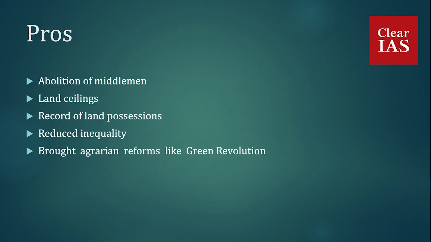Now, let us look into the pros of these land reforms. They resulted in abolition of middlemen like zamindars, provided land ceilings. They maintained record of land possessions, reduced inequality, and brought agrarian reforms like Green Revolution.